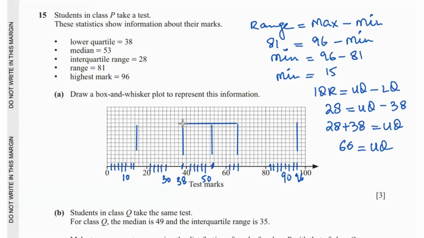So if we make this, this is your box and whisker plot. This is your minimum value. This is your maximum value. This is your lower quartile. This is your upper quartile, and this is your median.